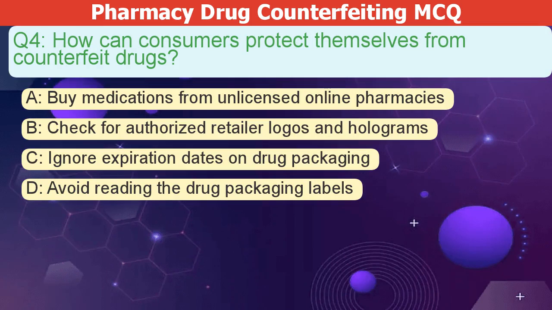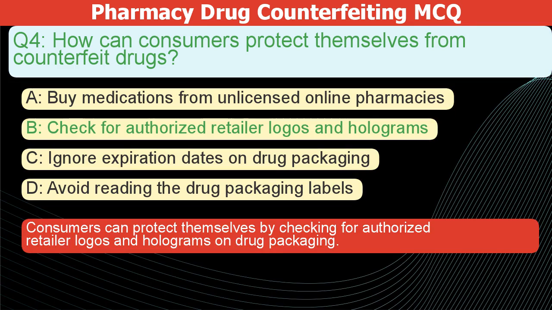How can consumers protect themselves from counterfeit drugs? A. Buy medications from unlicensed online pharmacies. B. Check for authorized retailer logos and holograms. C. Ignore expiration dates on drug packaging. D. Avoid reading the drug packaging labels. The correct answer is B. Consumers can protect themselves by checking for authorized retailer logos and holograms on drug packaging.